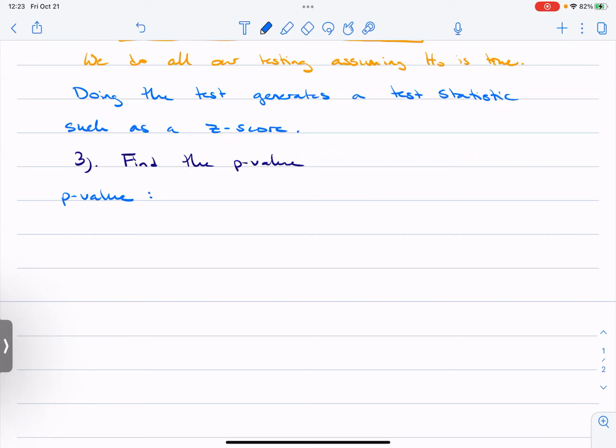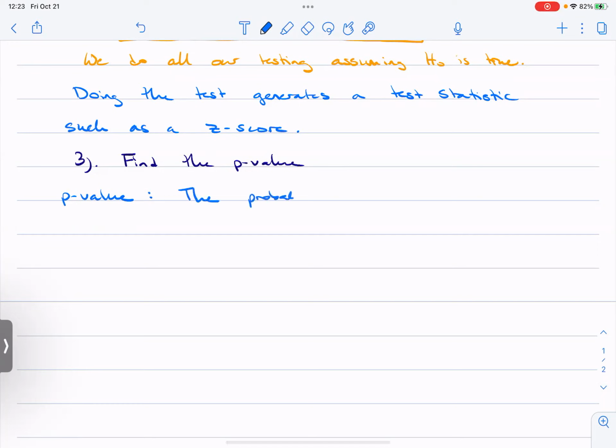So the p-value is going to be the probability. So of course the p-value is a probability. So the probability of finding an observation as extreme or more extreme than what you saw, assuming the null hypothesis is true. Okay, so let's jot that down, and then I want to talk about it a little bit.